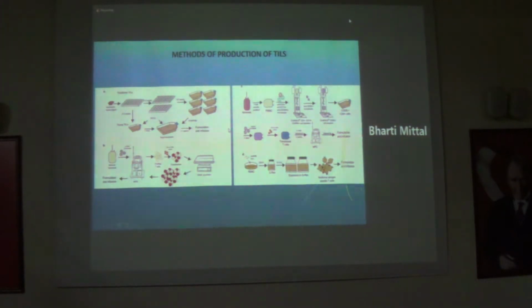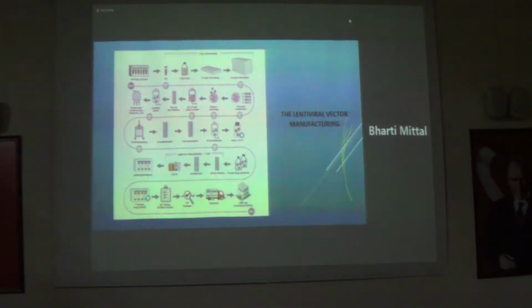Now the second part comes: the vector. How do we design these vectors? First, we identify the targets for which we have to produce these CARs. The identification of targets for CAR cells is a very, very important step. There is a process by which you identify abnormal targets for which you would like to give the therapy.